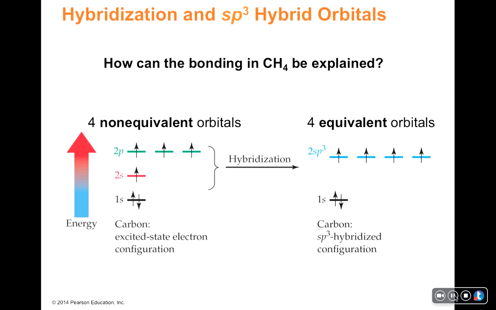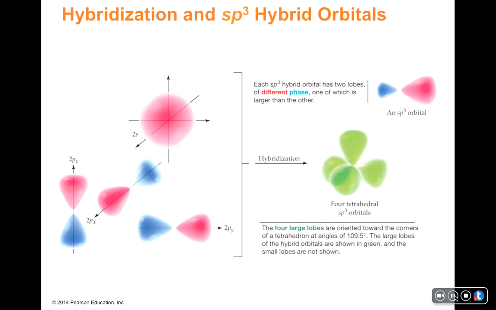It's important to point out here that we didn't hybridize all of the orbitals of carbon, just the ones we needed to, and just the ones with a single electron in them. So we still have that one s orbital in carbon. That hasn't gone away, or we haven't done anything to that. It's still there.